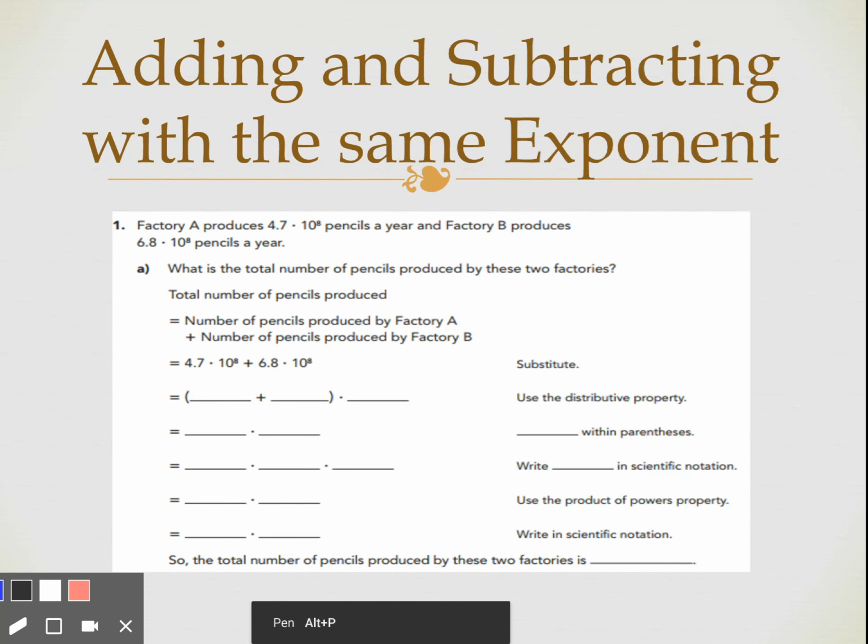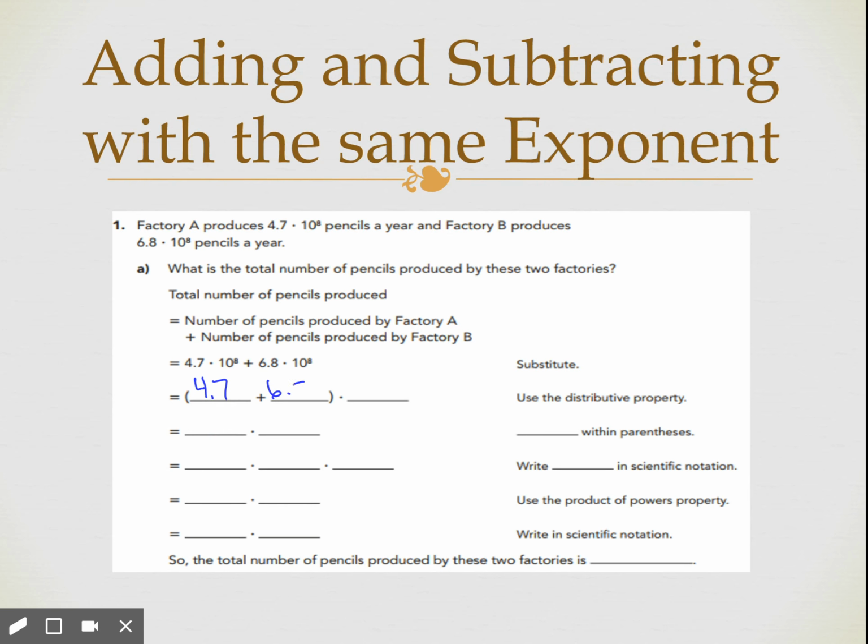So let's try another example here. Factory A produces 4.7 times 10 to the 8th pencils a year, and Factory B produces 6.8 times 10 to the 8th pencils. What is the total number of pencils produced by the two factories? First, we're going to simply use the distributive property and put 4.7 plus 6.8, both times 10 to the 8th. Then we're going to add within the parentheses.